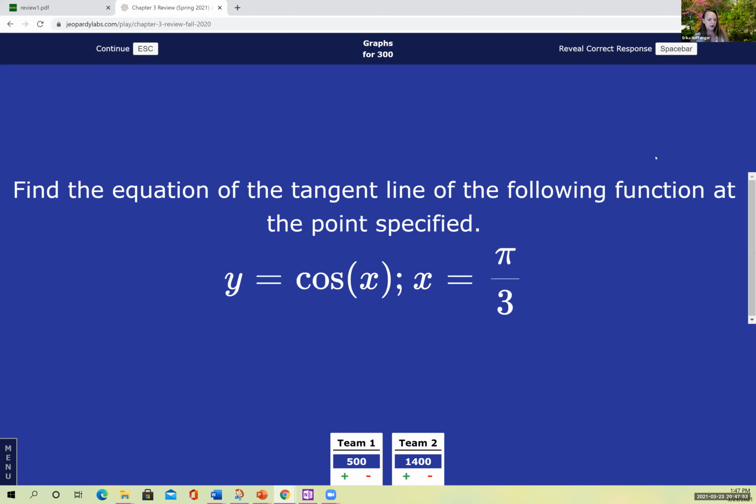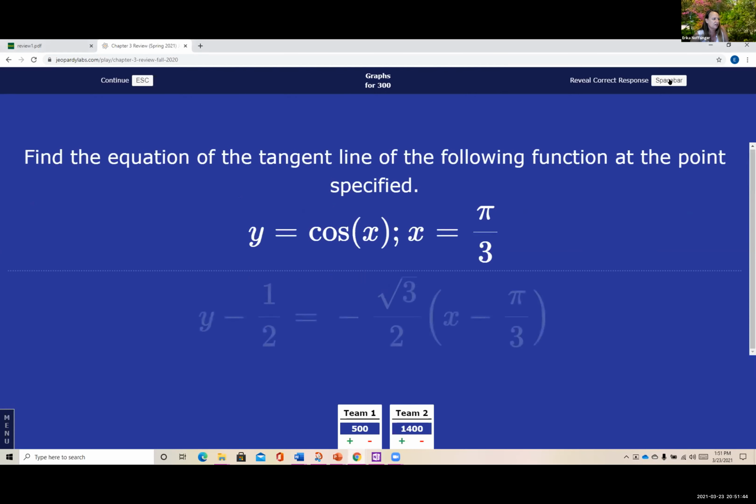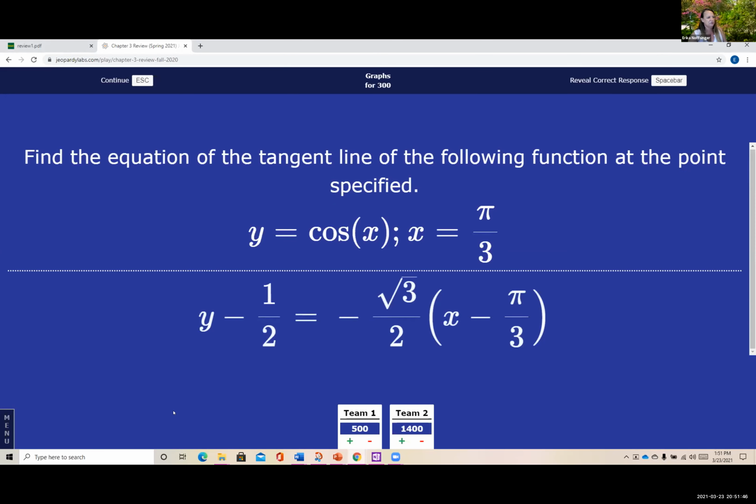Pause the recording, try and see if you got the same thing. Okay, so it looks like you guys got the correct answer, but let's just push the space bar showing the correct answer. And it was actually in a different form than ours was. And let me just go over this. So this was in point slope formula, where we put ours in slope intercept form, which makes it easier to graph. Let me just go over this really quick.